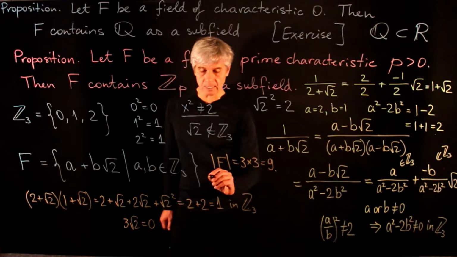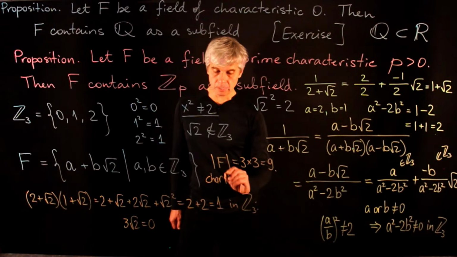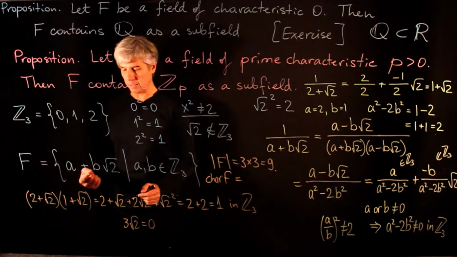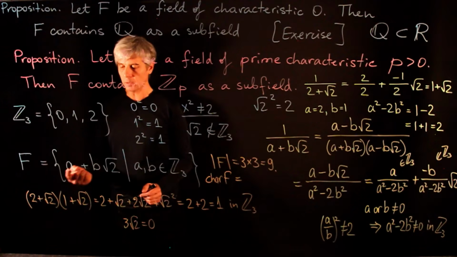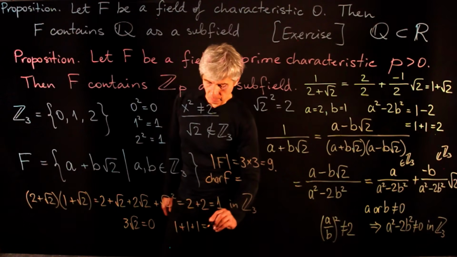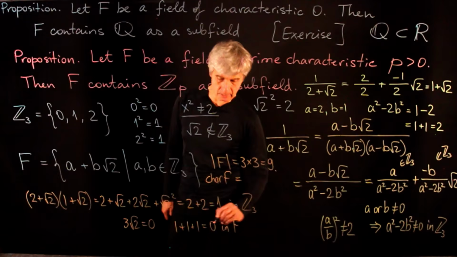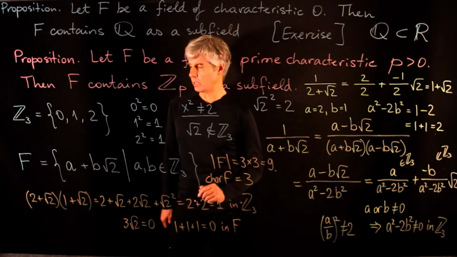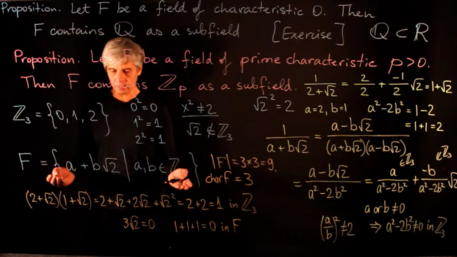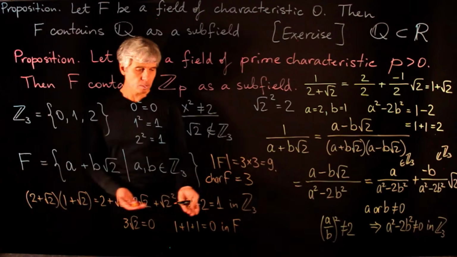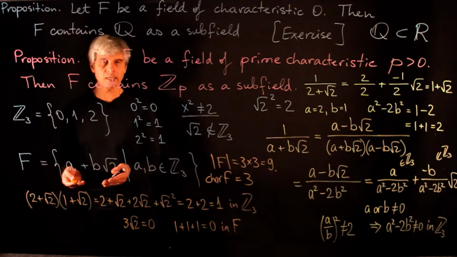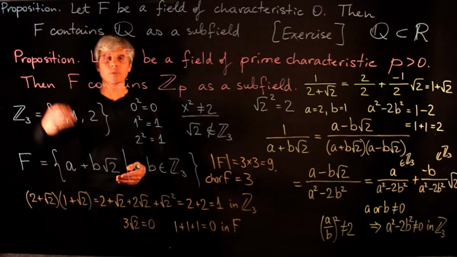Now, what is the characteristic of this field? Right? So in this field, we have Z3 that sits inside. If we just set B to be 0, then we obtain Z3. And we still have 1 plus 1 plus 1 will be 0 in F. And so this means that the characteristic of this field is equal to 3. So what we obtain here is a field with 9 elements of characteristic 3, and we see that we have Z3 sitting inside as a subfield, in agreement with what we have proved.